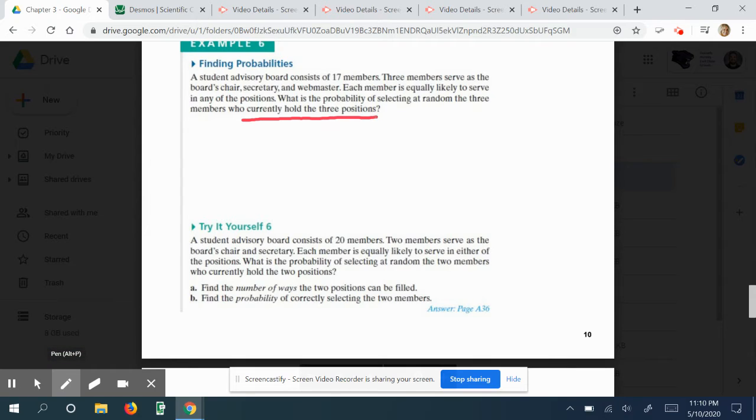So notice n is going to be 17, right? We know that. And r is going to be 3. But what we have to decide is, does the order matter? Now, since these people are already holding positions, it means that we're selecting a specific order of 1, 2, and 3. We're specifically picking who is currently the board chair, who is currently the secretary, who is currently the webmaster, which means the order does matter. So this is actually a permutation.